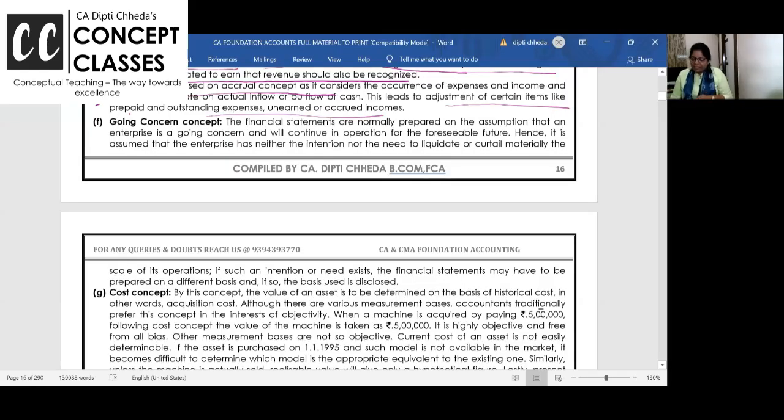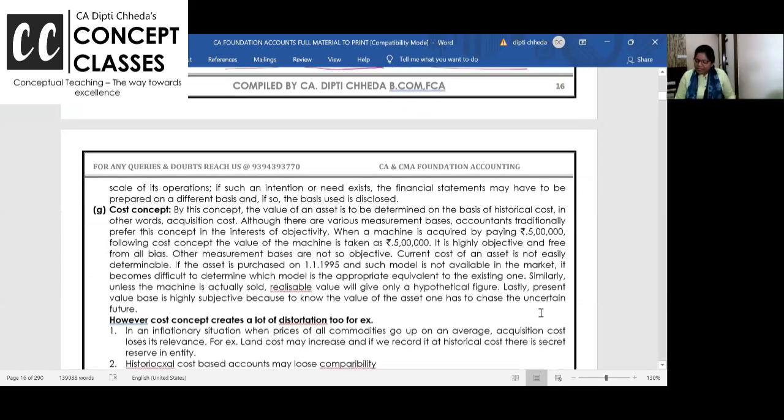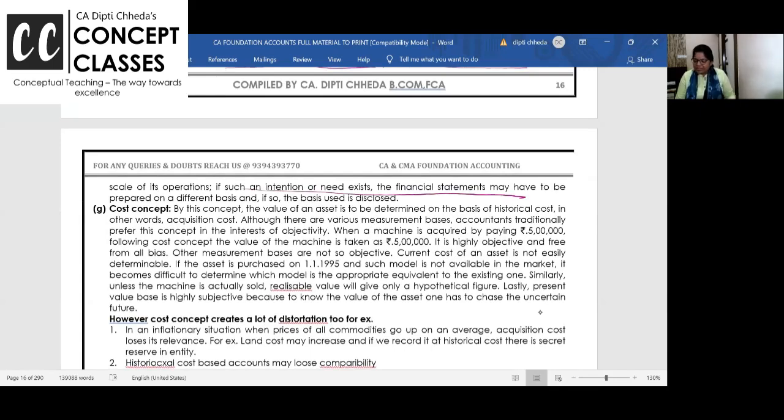It's very interesting. They say that the financial statements are normally prepared on the assumption, it's assumed that an enterprise is going concern and it will continue its operation. Hence, it is assumed that enterprise has neither the intention nor the need to liquidate. Okay. If such intention or need exists, then you have to inform and disclose.